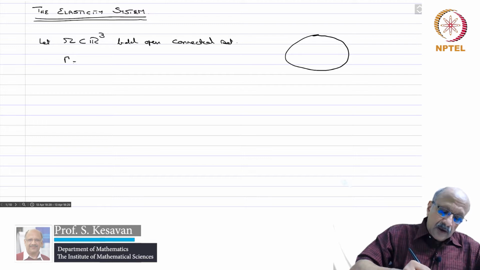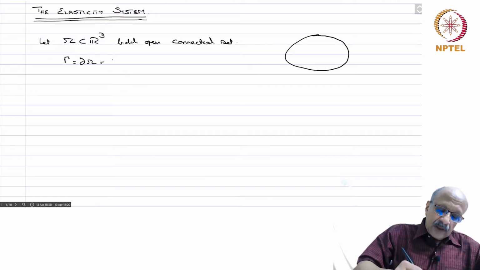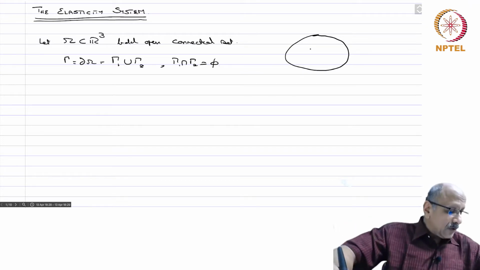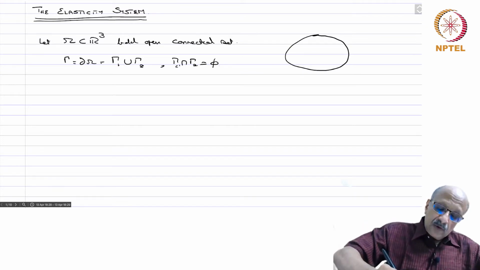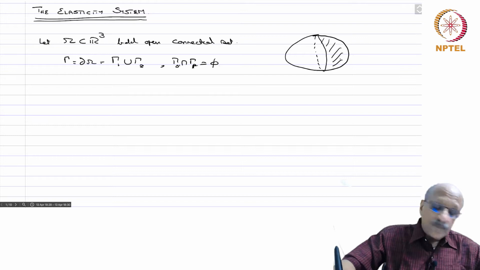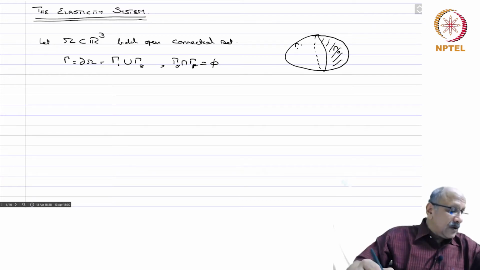So gamma equals d omega equals gamma 0 union gamma 1, where gamma 0 intersection gamma 1 is empty. Okay, so we have a portion here. So this is a three-dimensional body. So this part we call gamma 0 and this part of the boundary is gamma 1.